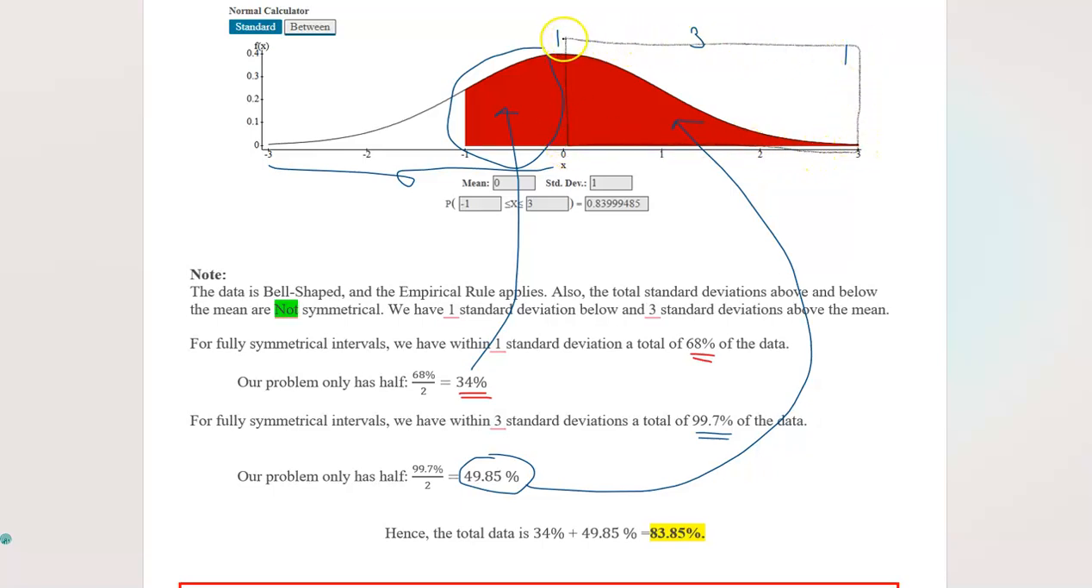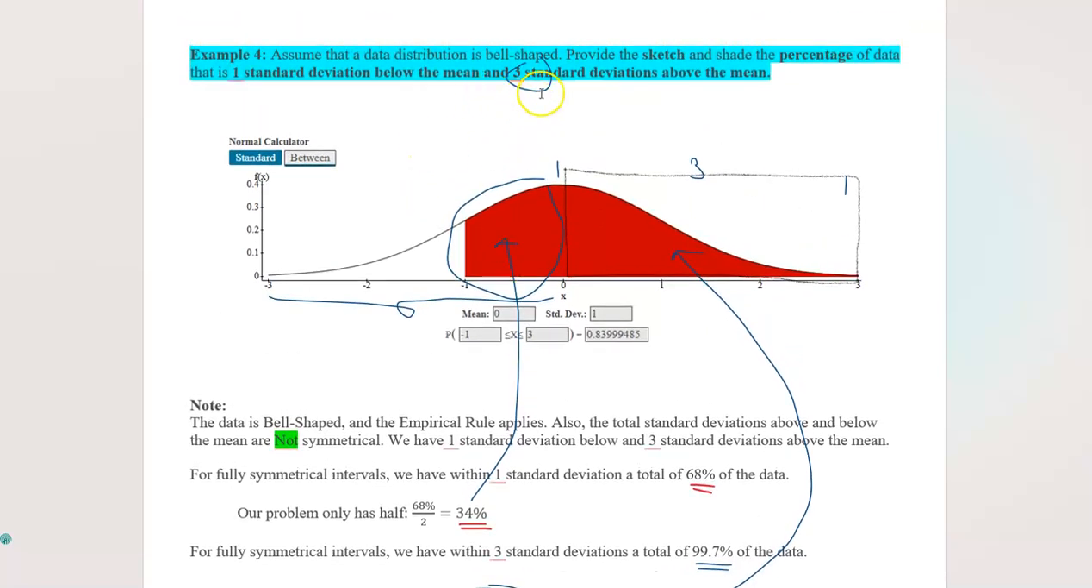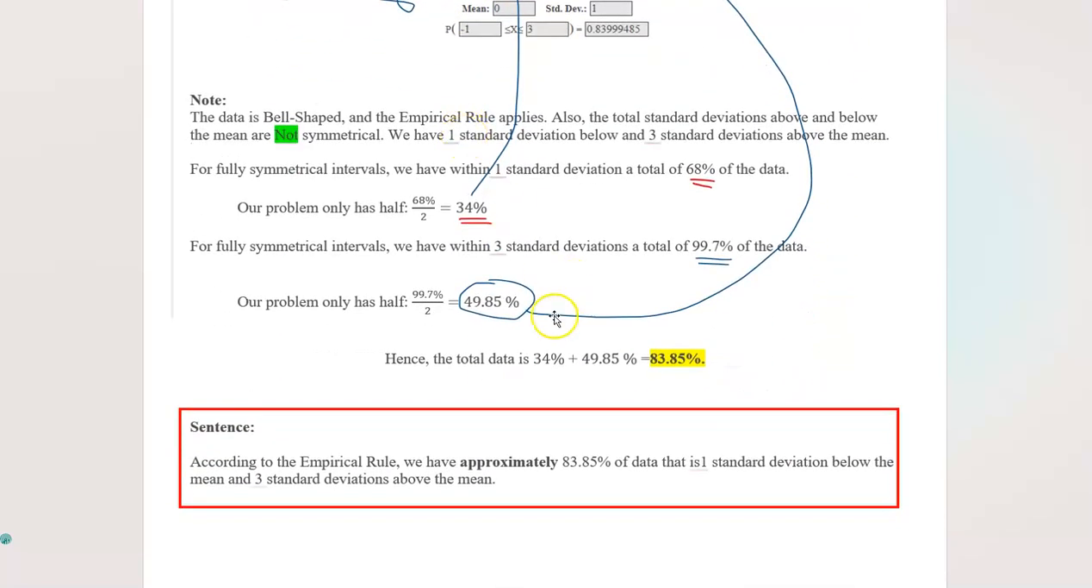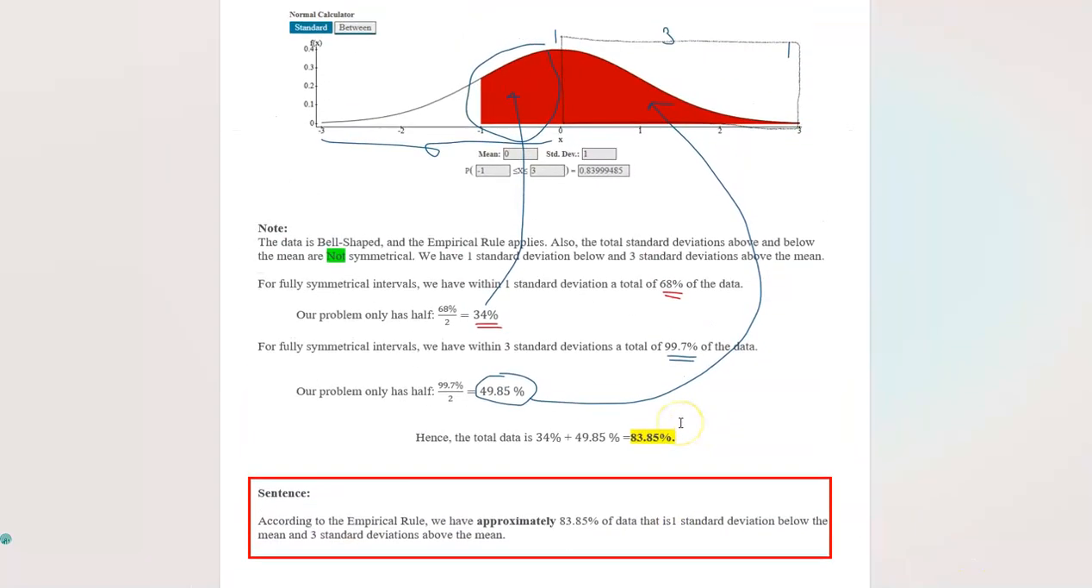So this chunk, not including the 3 standard deviations below, is going to give you half of 99.7, which happens to give us 49.85. Now, for the total percentage of data that's within 1 below and 3 above, you have to add them. So in this case, we're getting approximately 83.85. Let me double check that calculation. Yeah, 83.85. And you will notice that on the software, it's a little bit off, but that's perfectly fine. I'm using the percentages that the empirical rule is providing.